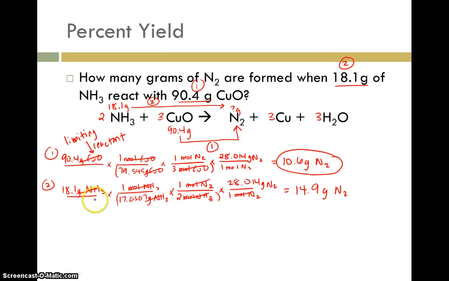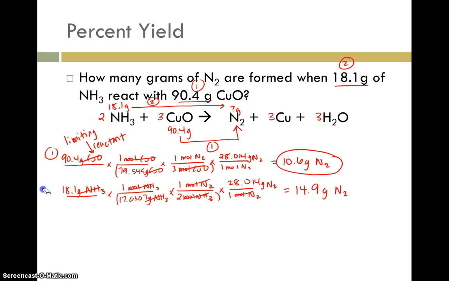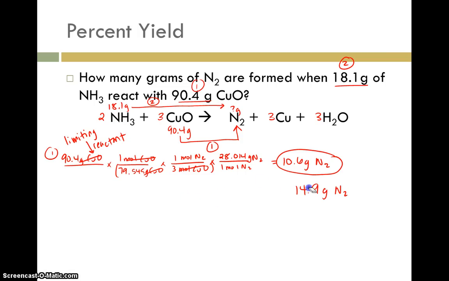So that means my NH3 is excess. So that's step one of this problem, figuring out how much N2 you can actually make. So I run out of my CuO before I do my NH3, which means I can only make 10.6 grams of N2. I'm going to go ahead and erase this here so I can do the second part of my problem.